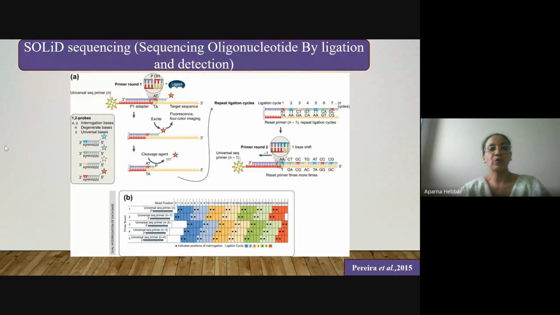The speciality of this probe is that the first two bases are complementary to the target sequence, whereas the next three are degenerate bases, and the last three are universal bases. So I repeat, the first two are complementary to the target sequence, the next three are degenerate bases, and the last three are universal bases. So this probe is an 8-mer, that is, 8 nucleotide bases. This is allowed to attach to the target sequences. And one more interesting thing is that the probe has a fluorophore at its 5' end.